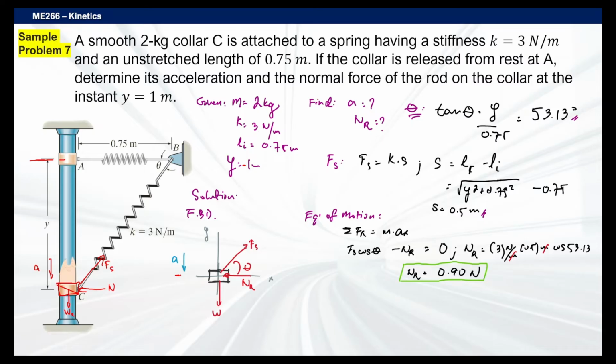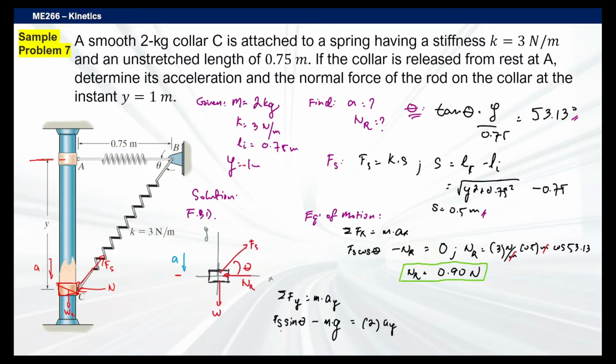Next up is for the Y. We have the summation of forces under Y equals mass times acceleration sub Y. So for the Y, we have Fs sine theta, and we have weight, which is minus m times g. We have m here, that will be 2, and then ay. So our ay is unknown here. That's the one we need to know.